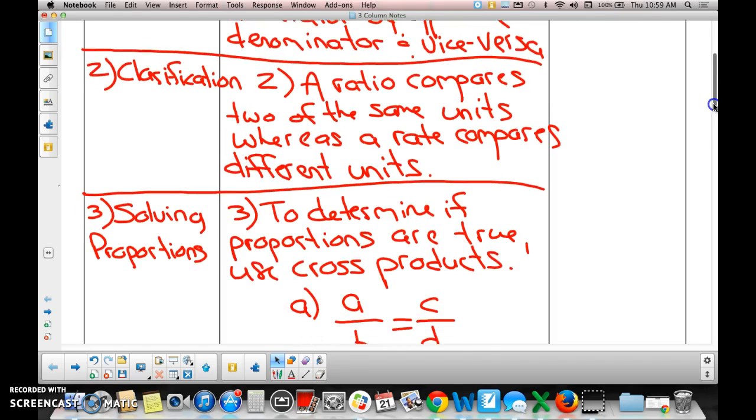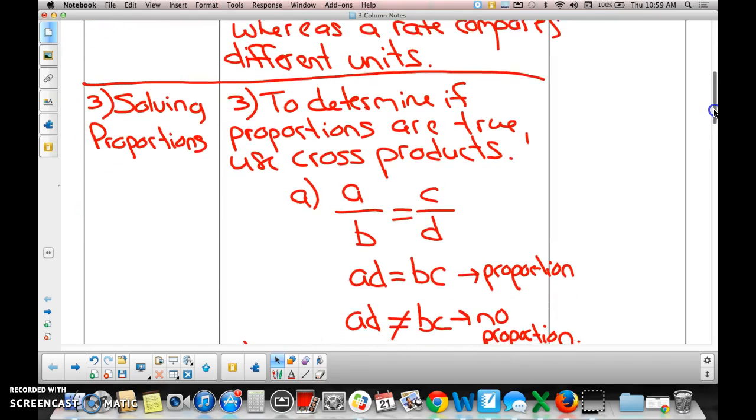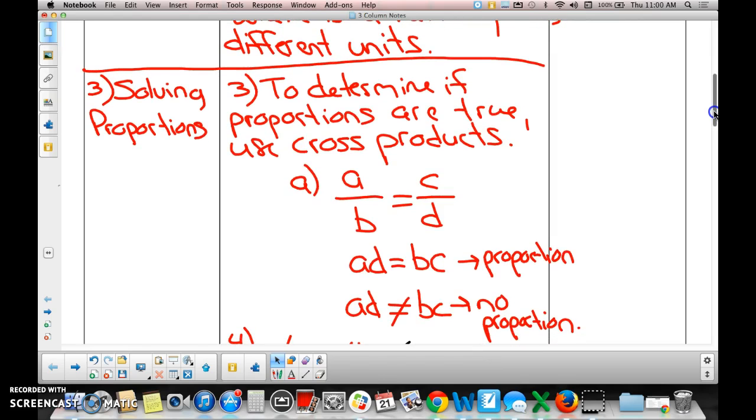Solving proportions, we are going to solve proportions using what you see here, A over B equals C over D, if A times D is equal to B times C. So again, A over B is equal to C over D, are they proportionate? If A times D is equal to B times C. If they're not equal, they are not proportionate. The two fractions are two ratios.